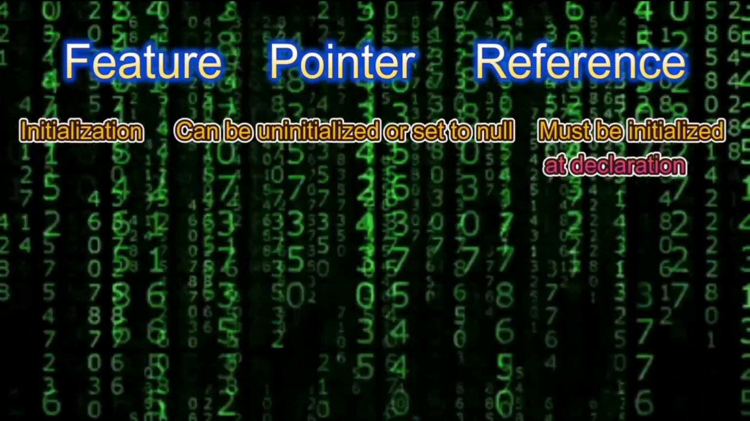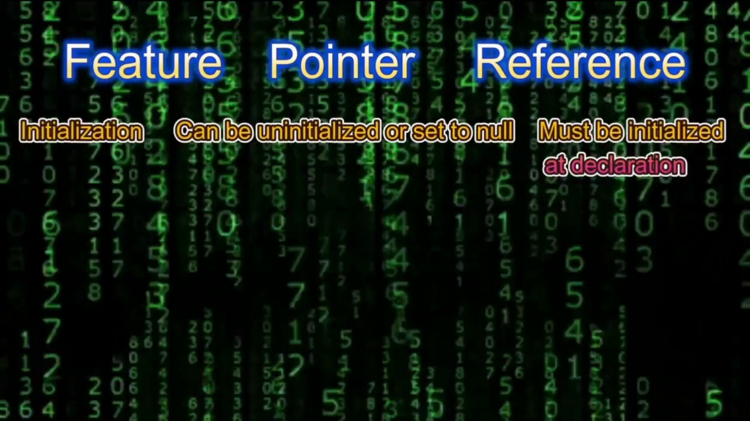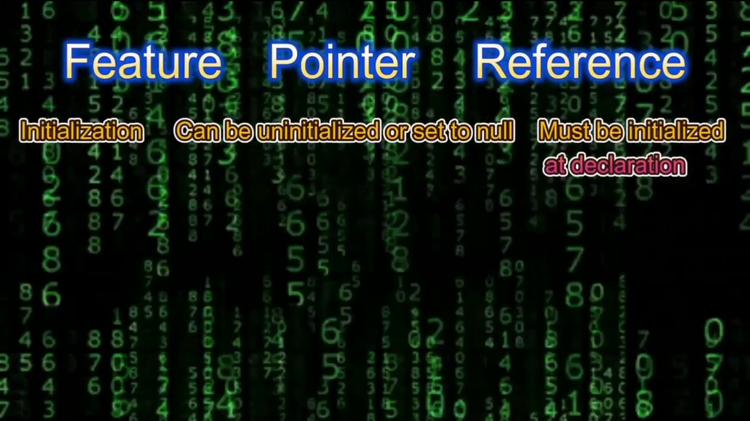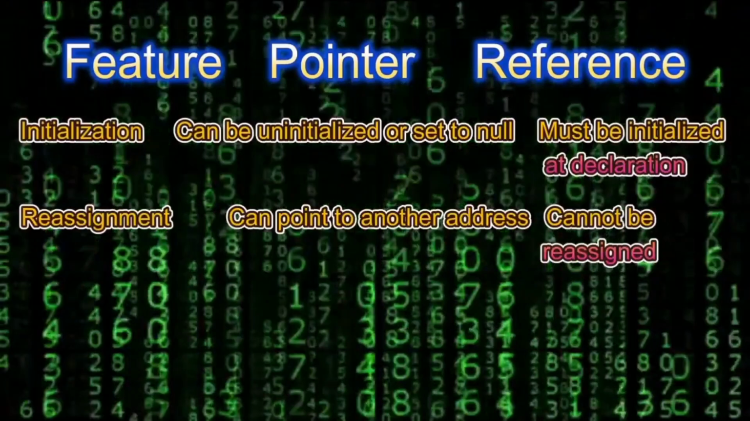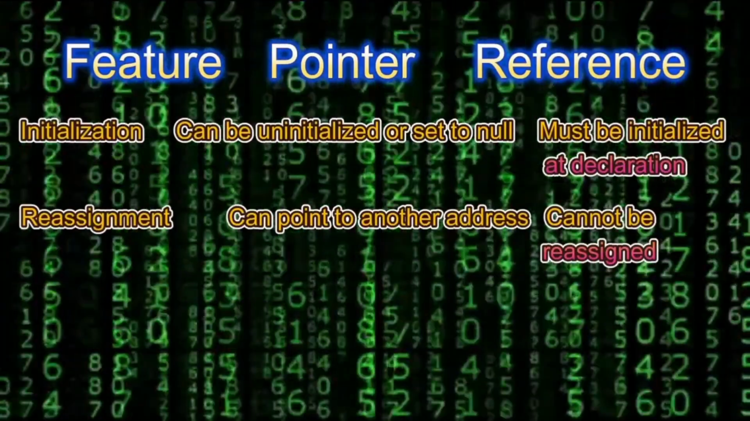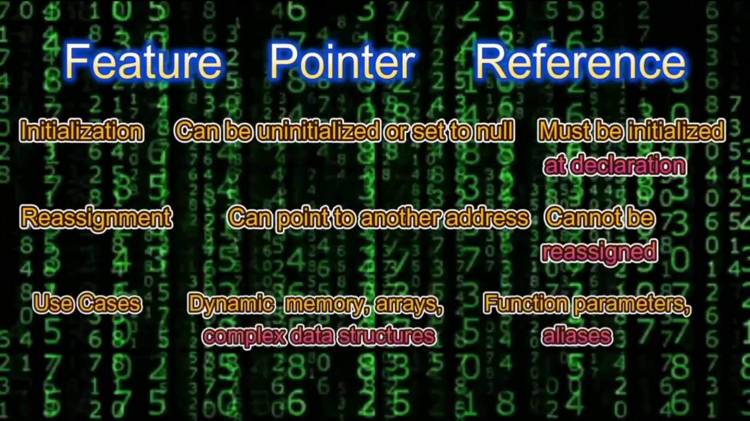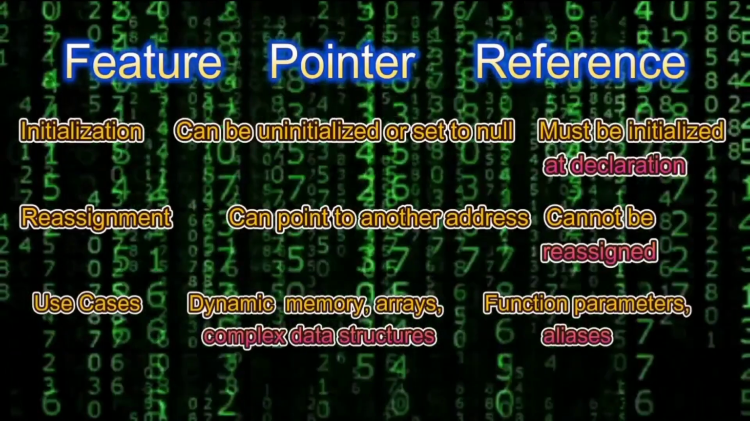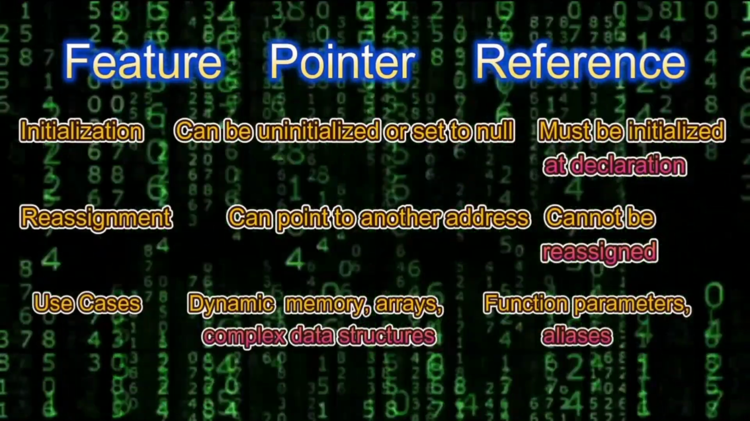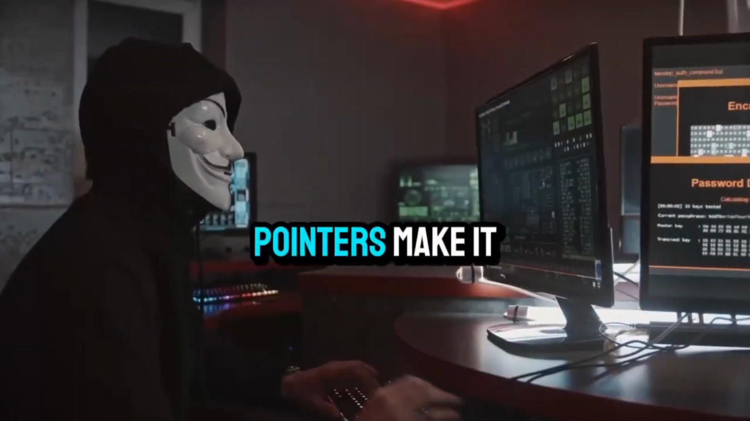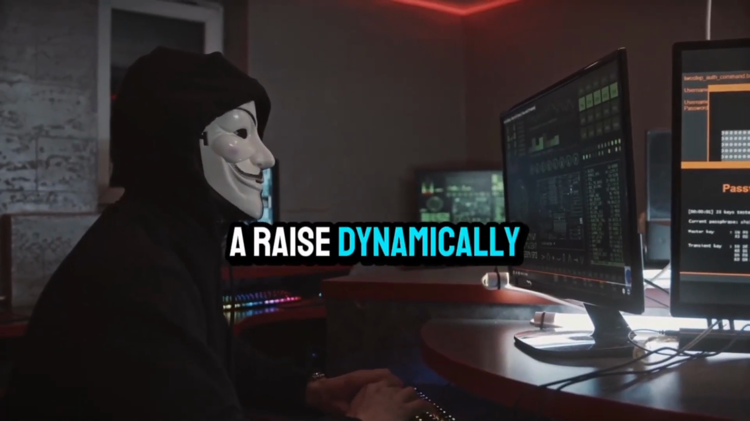Initialization: pointers can be uninitialized or set to null, while references must be initialized at declaration. Reassignment: pointers can point to another address, while references cannot be reassigned. Use cases: use pointers for dynamic memory, arrays, and complex data structures, and use references for function parameters. Pointers make it possible to create arrays dynamically.